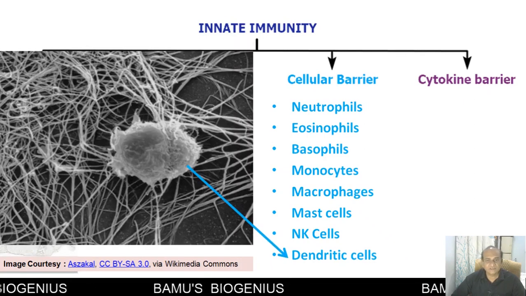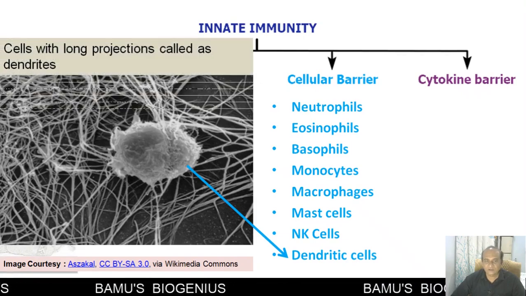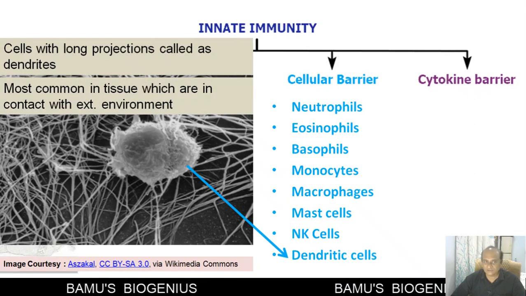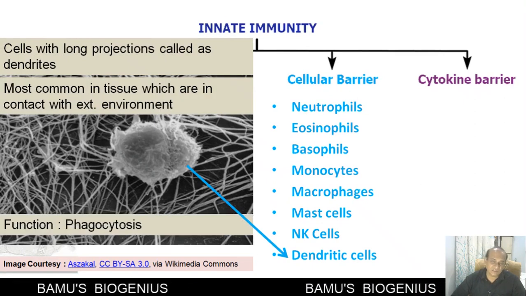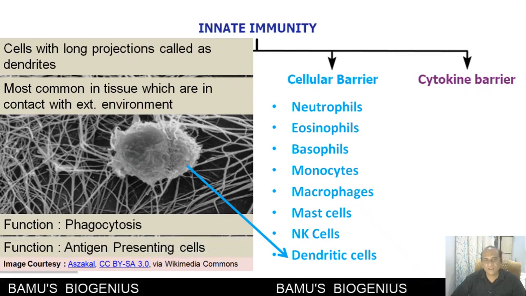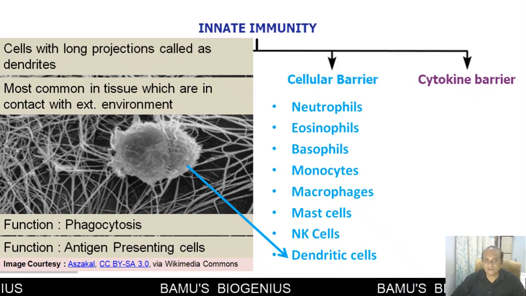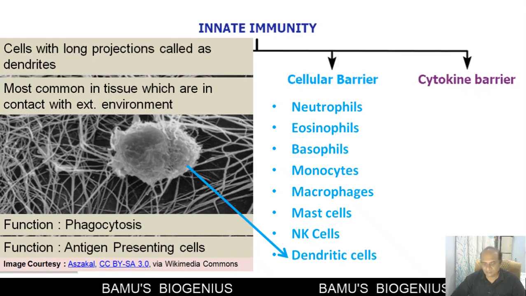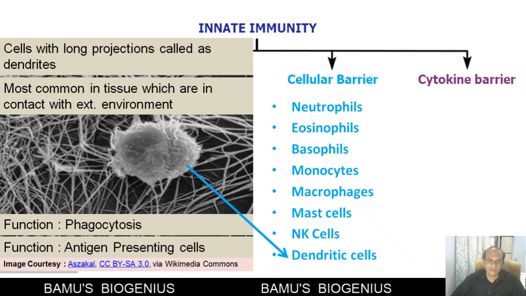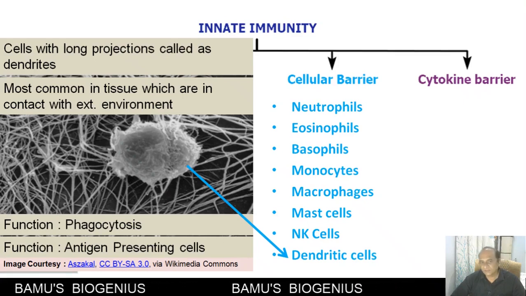And the next one is dendritic cells. Dendritic cells got their name due to the dendrites that are present on their surface. These are long projections. The dendrites are helpful in mopping up more pathogens, so that they can kill these pathogens in large amounts. Dendritic cells are the most common in tissues which are in contact with the external environment. So again, these dendritic cells are strategically located so that they can tackle the invading pathogen.